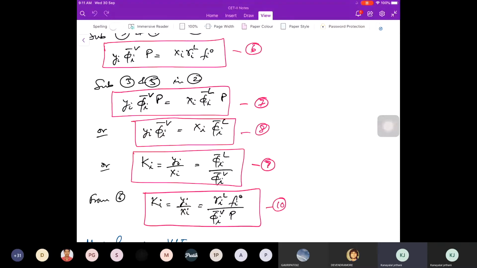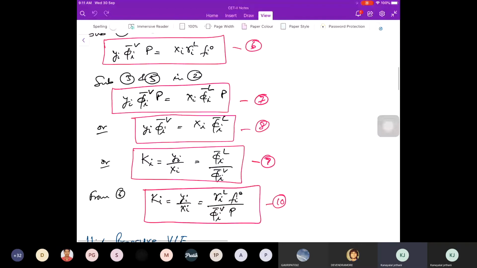What is K? ठीक है? Any questions? This we have done before also, right? Only we are writing in the form of K.